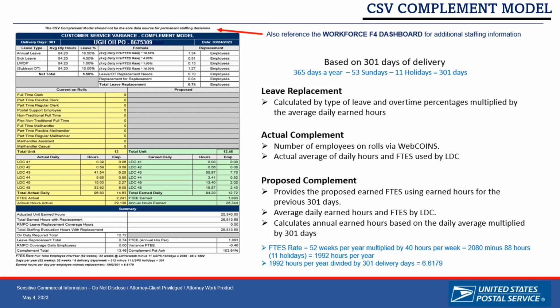The proposed complement provides the proposed earned FTES by taking the earned hours for the previous 301 days, the average daily earned hours, and FTES by each LDC. It also calculates the annual earned hours based on the daily average multiplied by the 301 days.